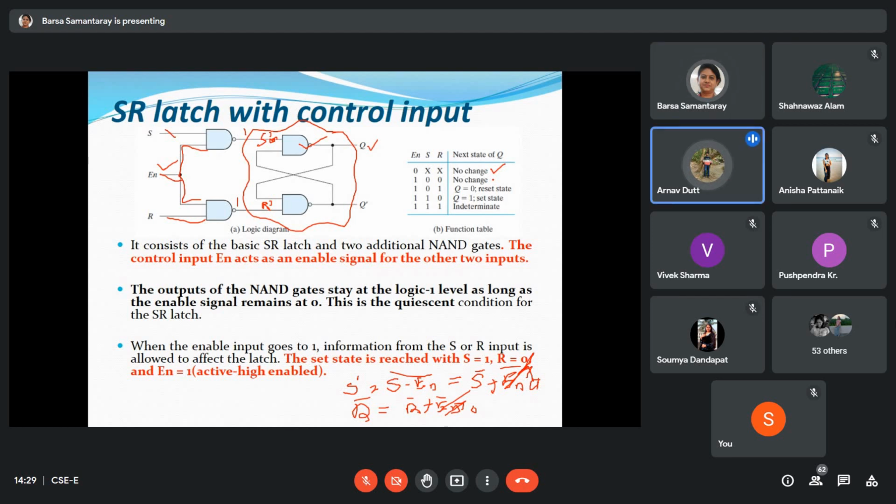In 1 1, what is the change? No change, no change. So that's why it will remain as it is, no change.